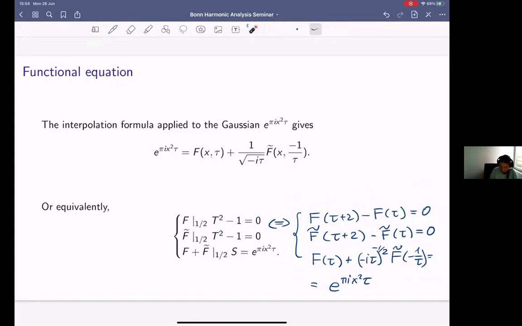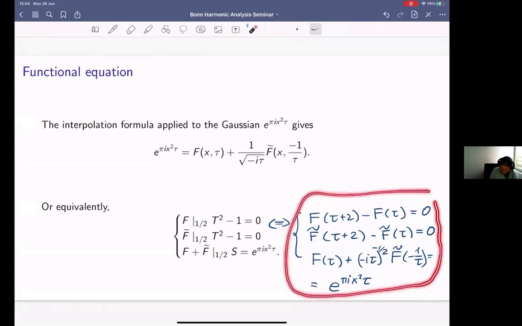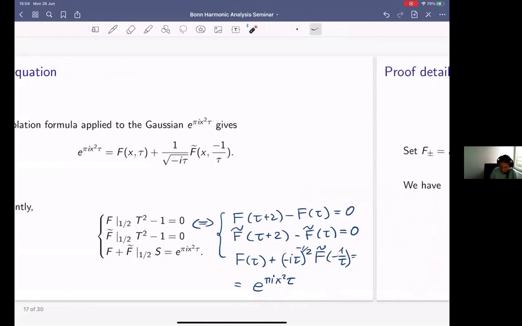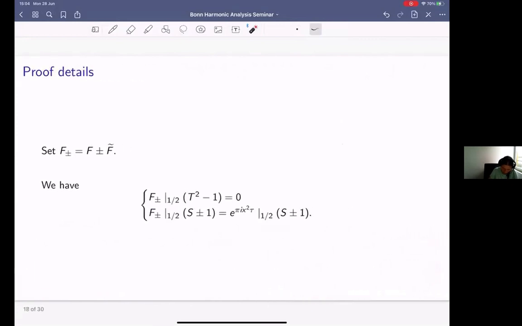And now we have to solve the following functional equation. Fortunately, from the theory of modular forms, we know how to solve such equations. Here again, it will be easier for us to use the symmetrization. So we define a new function f plus or minus, which will be either a sum of f and f tilde or a difference of f and f tilde. And then we would have this b plus of n.